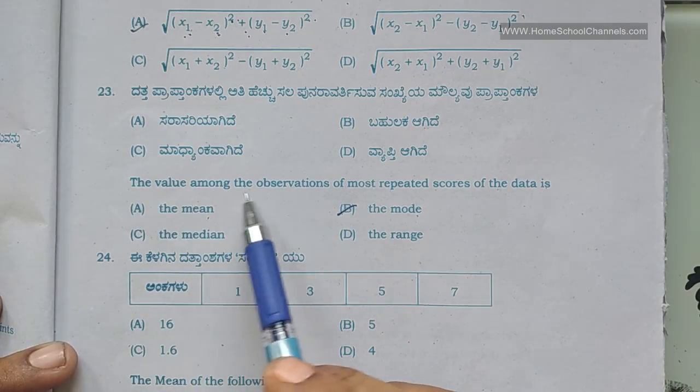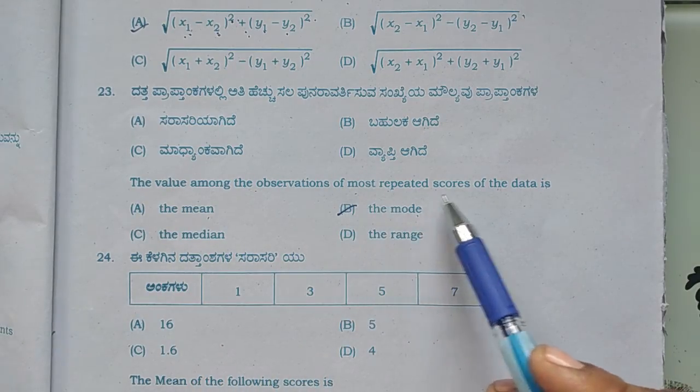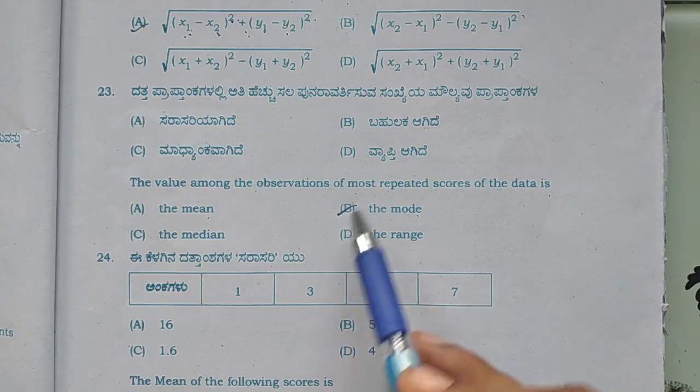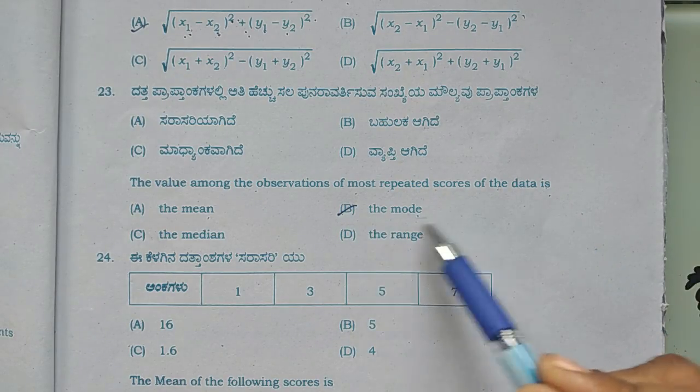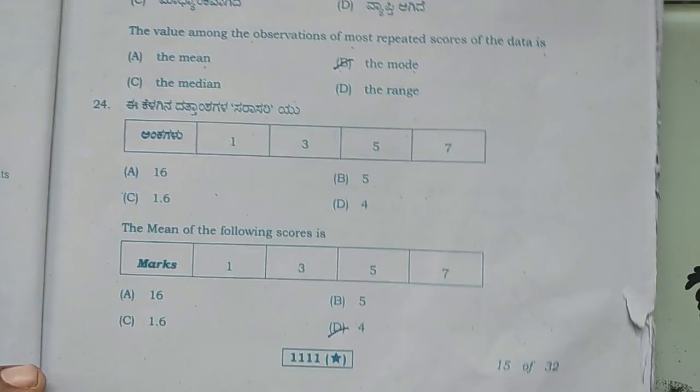23rd one, the value among the observations of most repeated score of the data is. Most repeated score is mode. So option B is the right answer.